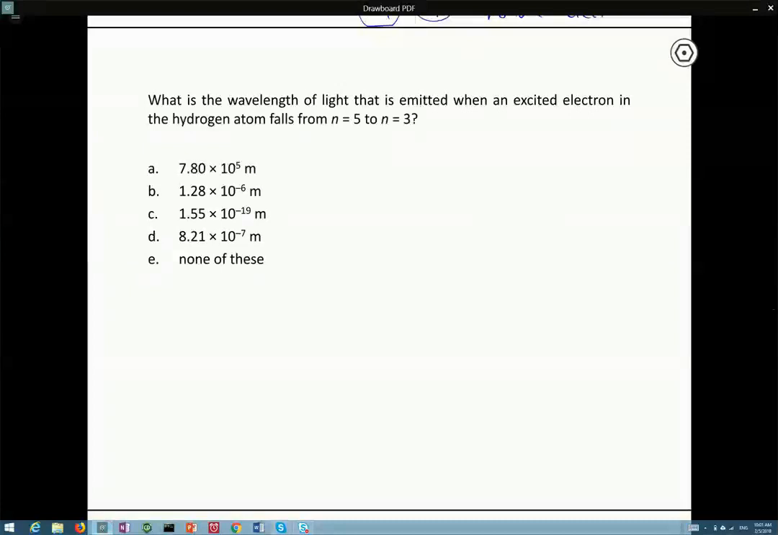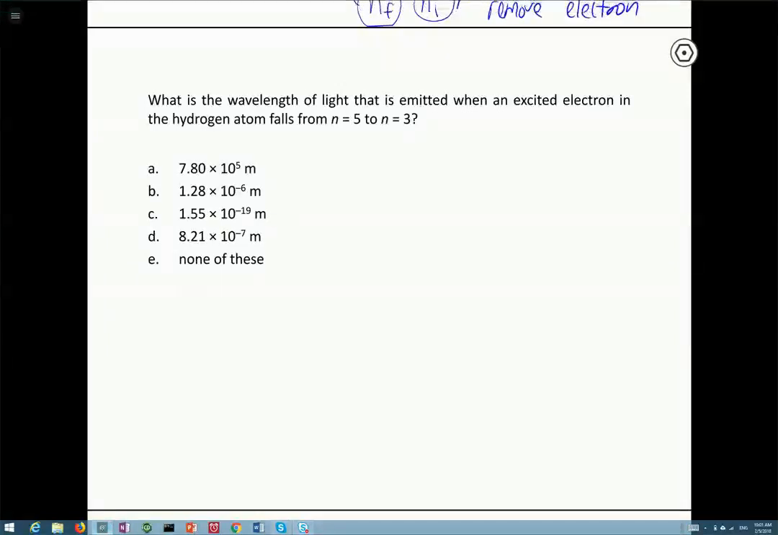And let's start some of these numerical problems. Alright, so this one is, what is the wavelength of light that is emitted when an excited electron in the hydrogen atom falls from n equals 5 to n equals 3? So this is a pretty straightforward or a pretty typical type of problem for the Bohr model.